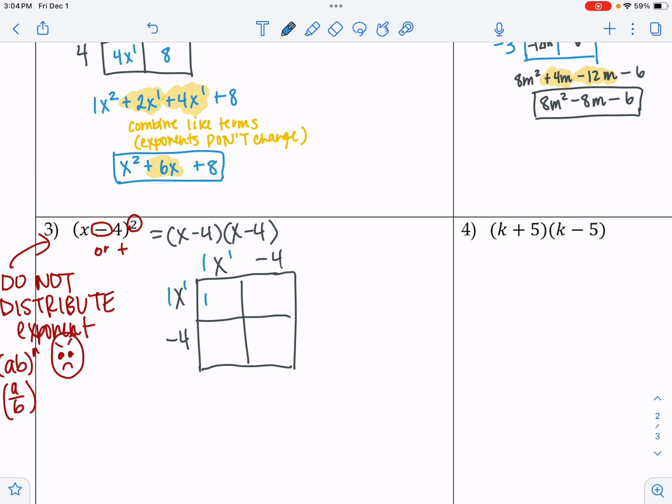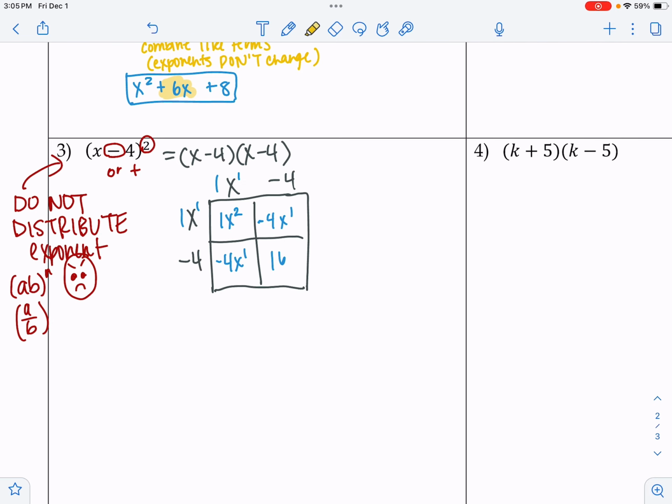1 times 1 is 1. x1 and x1 is x2. Negative 4 times 1 is negative 4 with an x1. Negative 4 times 1 is negative 4 with an x1. And then negative 4 times negative 4 is positive 16.